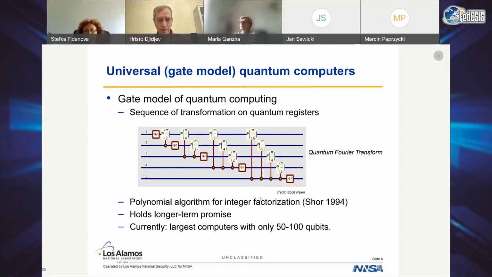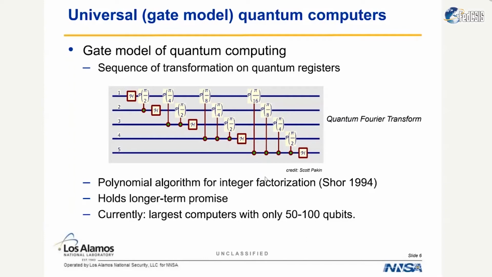So this holds long-term promise, but currently the largest computers have only about 50 and all less than 100 qubits, a relatively small number of qubits, and those qubits are noisy. Next slide, please.